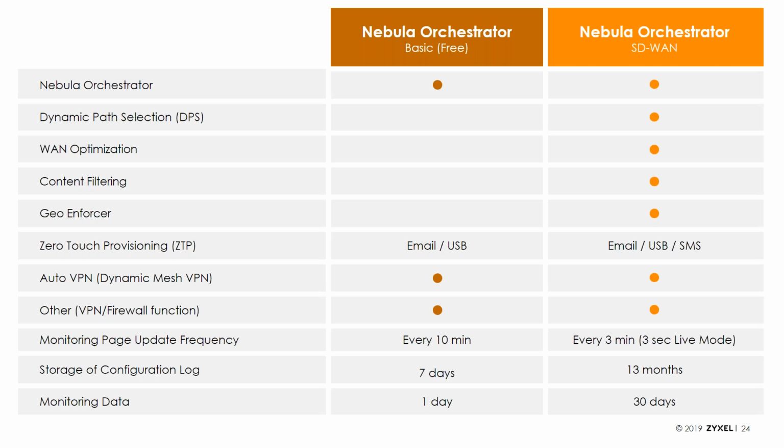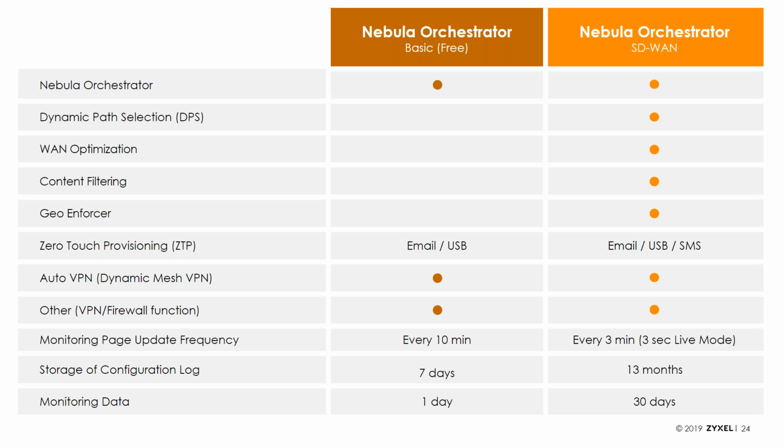Licenses of the Nebula Orchestrator. The devices come with 1 year of license, and you see the differences on screen. So basically, if you just use the free version, after the 1 year you still have the management, but you lose the dynamic path selection, band optimization, content filtering, and GeoEnforcer. And of course, content filtering and GeoEnforcer are based on third-party databases, so we have to pay for them as well.